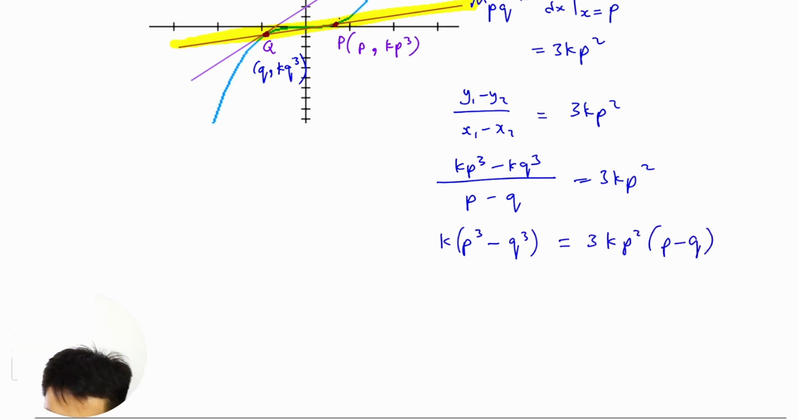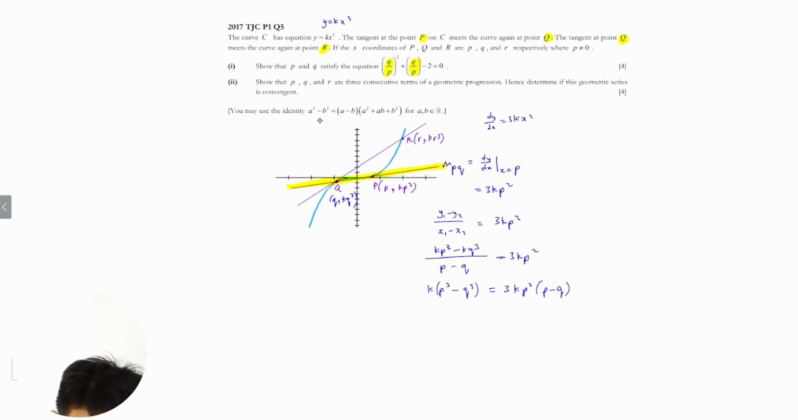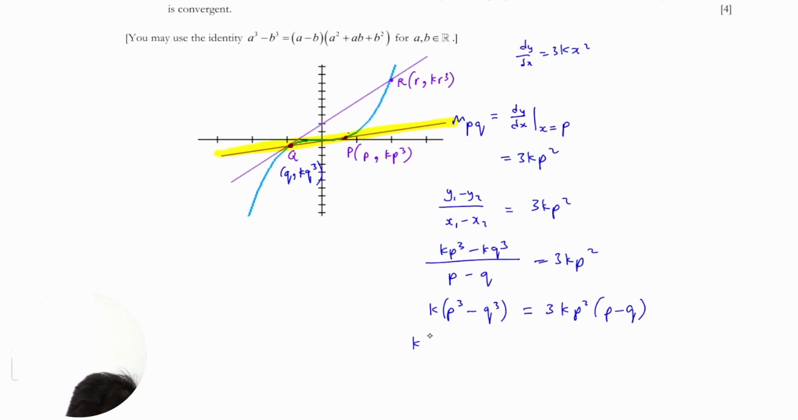Okay. Then for the difference of cubes, you can use the formula, which is given. You don't need to memorize. Usually if you need to use it, they will ask you to use it. They will give it to you.